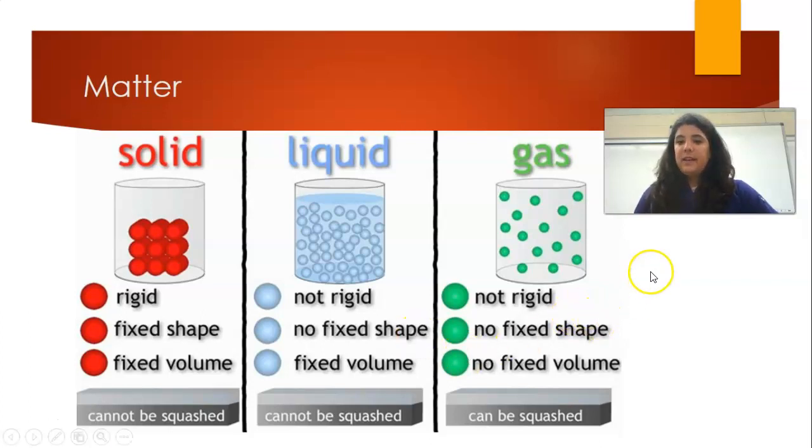And gases are not rigid, not fixed, and have no fixed volume. So gases can actually be squashed together. Solids and liquids cannot. Like I mentioned before, plasma is a form of matter in which many of the electrons kind of wander around the nuclei of the cell. It is a little bit different. It behaves a little bit differently than solids, liquids, and gases.